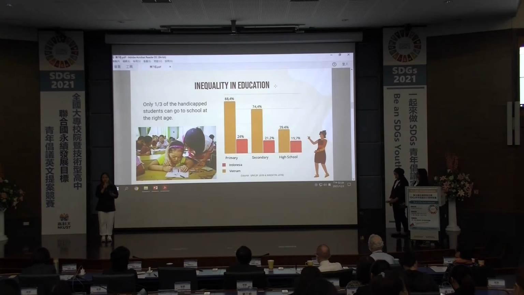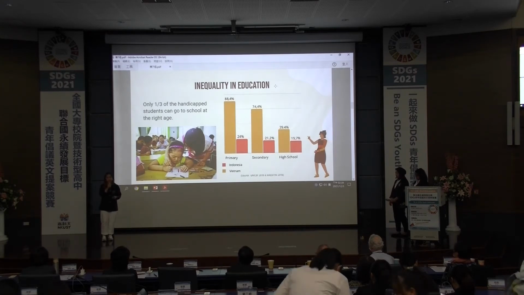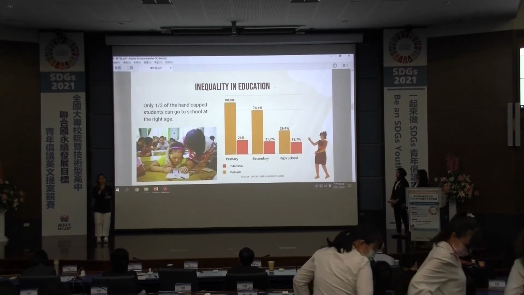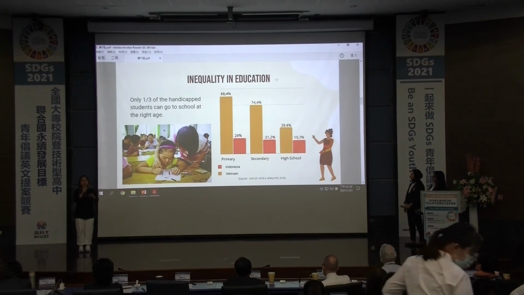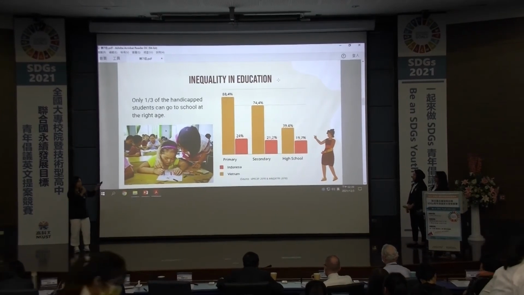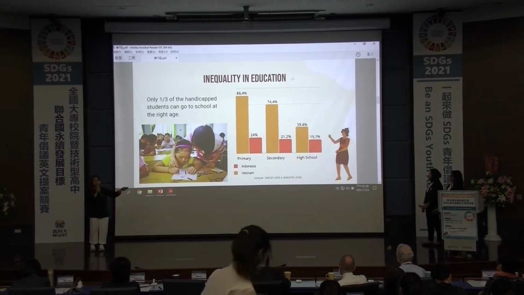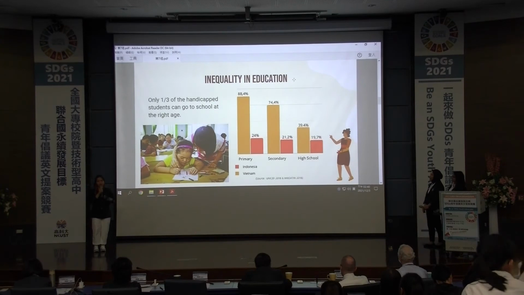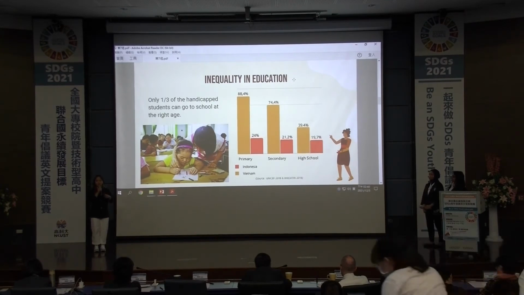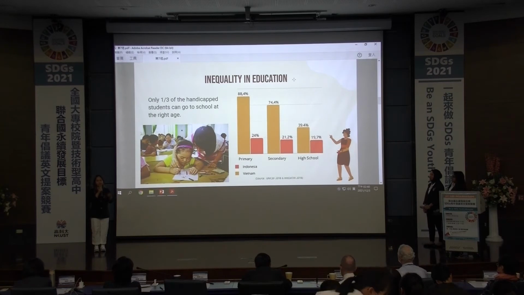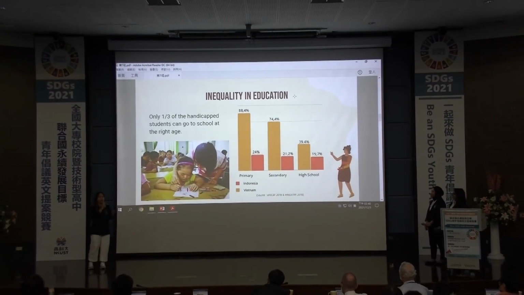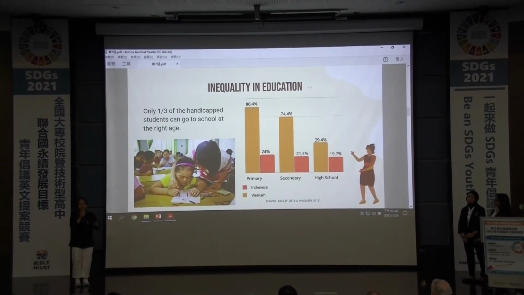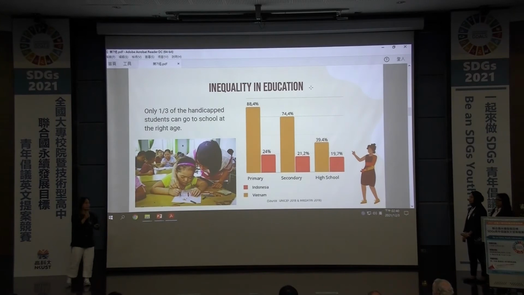As you know, education is the most valuable investment for every country, but only one third of disabled students can go to school at the right age. Only 2% of special schools are built for them. As you can see in the chart, the number of disabled students decreases in both Vietnam and Indonesia as they get older. Evidence shows that Vietnamese students with disabled adults in their household have significantly less chance to go to school. And because many disabled people are denied from public school, they have to seek alternative education, which costs a lot higher fee.